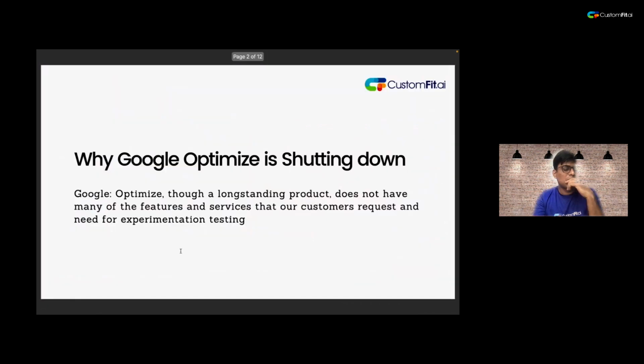So let's start with that. One of the reasons why Google Optimize is shutting down: Google has announced this, and they themselves quoted that an A/B testing or optimization platform needs a lot of different levers. The product got stuck in an era and did not evolve itself. For example, they themselves quoted that it's a long-standing product. It became a very legacy thing that does not have the requirements and features that new age websites and new age marketers are coming up with.